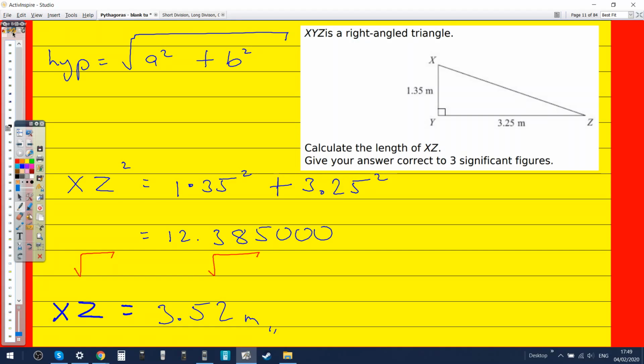When do you use the plus type Pythagoras? When it's a right angled, yeah, so right angle triangle. You use minus type for right angled as well. When's the only time you use plus type? When you're trying to find the third side. Which is the third side?